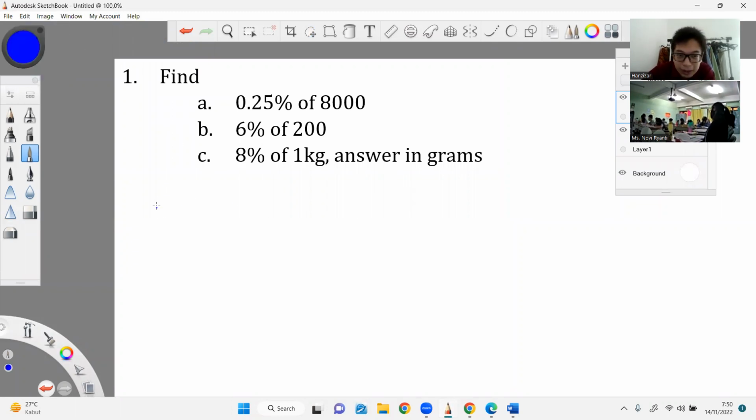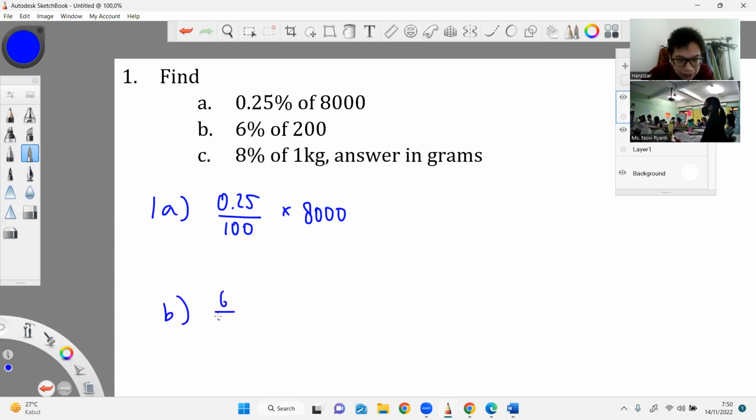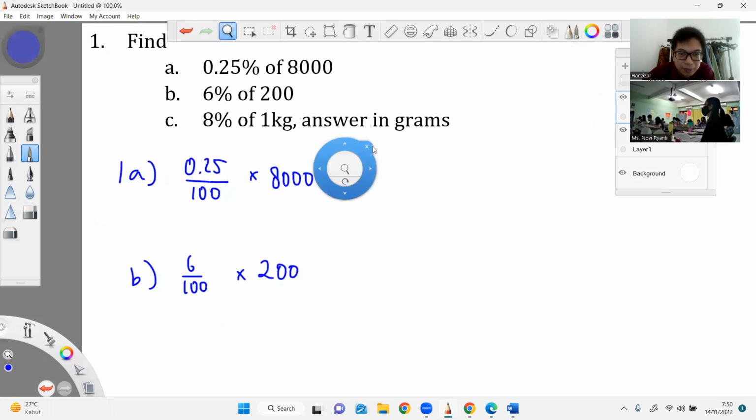So for number 1A, 0.25%. Percent means per 100. So 0.25 over 100 times 8,000. Okay, I won't solve this yet, I'll solve this later. We do 1B: 6%, 6 over 100 of, you just multiply 200. And then the last question, 8% of 1 kg, which needs to be answered in grams.